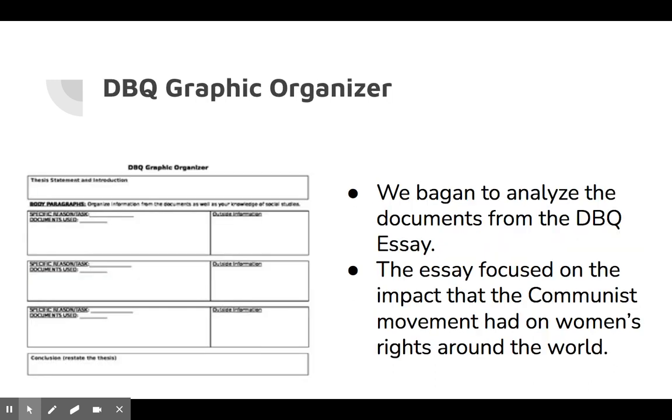We continued working on a DBQ graphic organizer that analyzed the documents from the DBQ. Again, this essay focused on the impact that the communist movement had on women's rights around the world. And as we analyzed the documents, we thought about things such as where the document came from, who produced the document, what was the intended audience of the document, and things of that nature. We basically unpacked it using the SOAPStone method of analyzing sources.